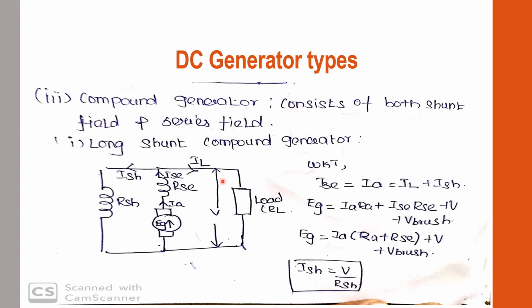Compound generator. Here in the compound generator, it consists of both a shunt field and a series field. So in that we have again two types. First one is the long shunt compound generator, then the short shunt compound generator. In the long shunt, the series winding is connected in series with the armature. The shunt is connected in parallel with this combination.